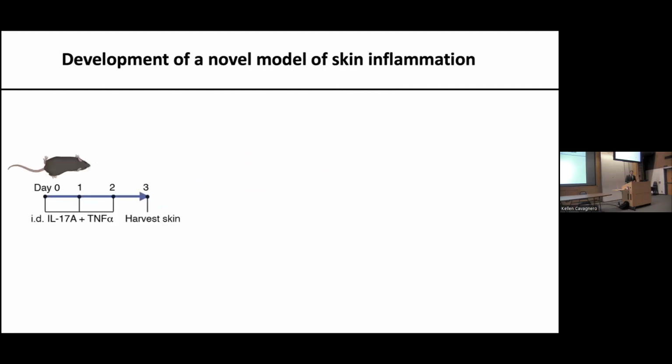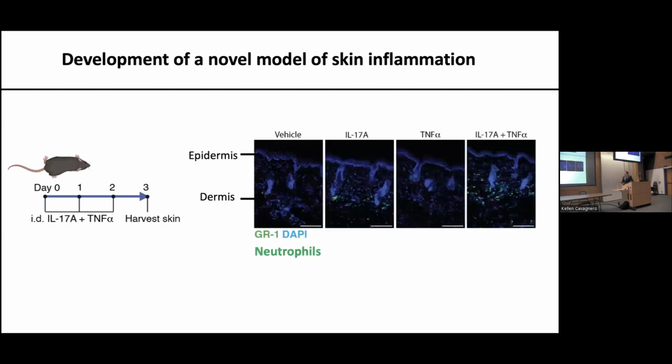So to address this, we first developed a very simple model to study neutrophil recruitment to the skin. And here we're injecting recombinant IL-17 and TNF into the mouse back skin. And then we can look at immunostaining of neutrophils in green here and see that IL-17 and TNF promote synergistic recruitment of neutrophils in vivo. So exactly what you'd expect based on the in vitro findings in the dish.